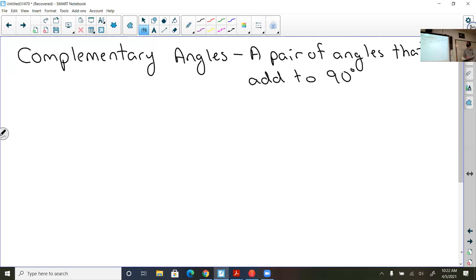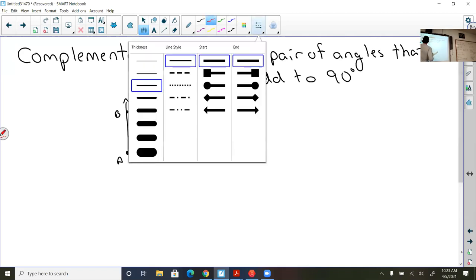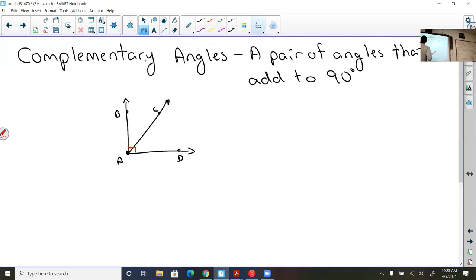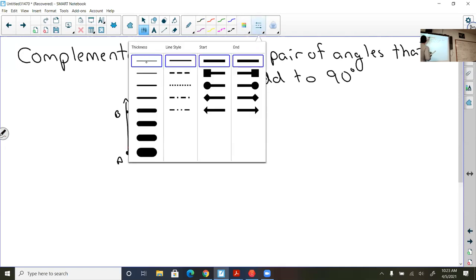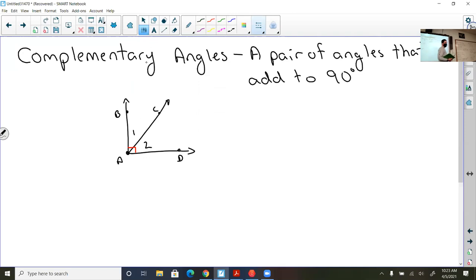So if we had complementary angles, those are just a pair of angles that add up to 90 degrees. So specifically, when you pair two angles together, they form a right angle. So angle one and angle two, I put that little red square in to show that that angle forms a right angle. And if we were to add angle one and angle two together, that's what would give us that right angle.